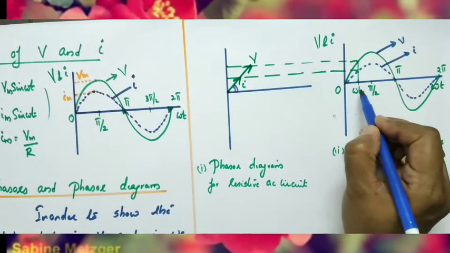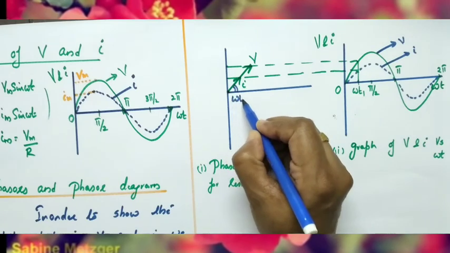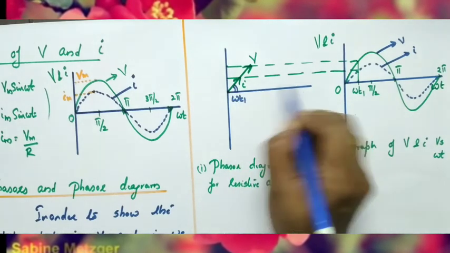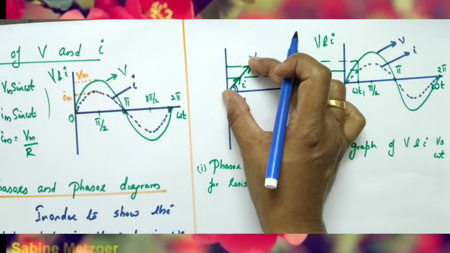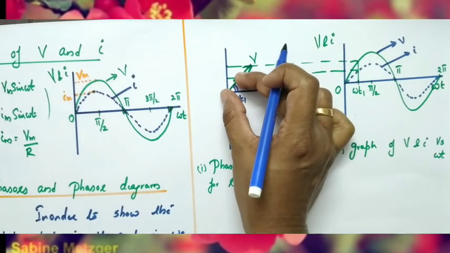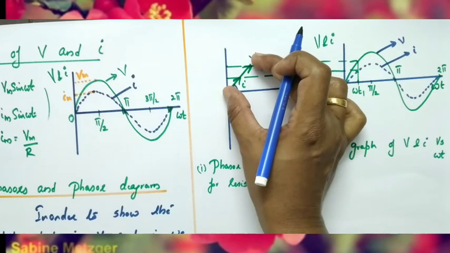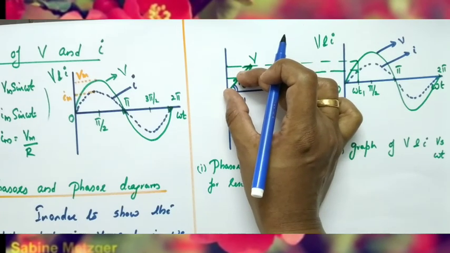Now, what is this value? This angle is omega t1, so it makes an angle omega t1 with the x-axis. And what is its magnitude? This magnitude is Vm and this magnitude is Im. The magnitude of voltage is greater than the magnitude of current.